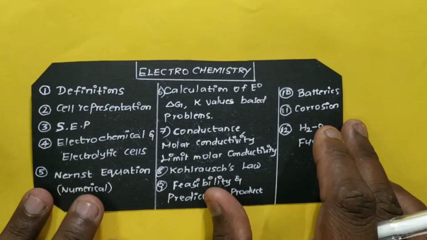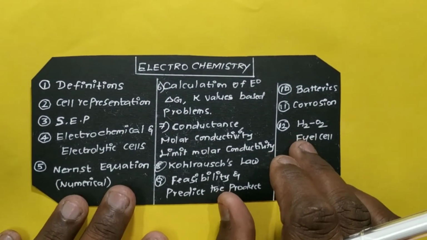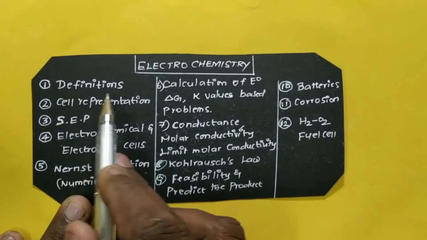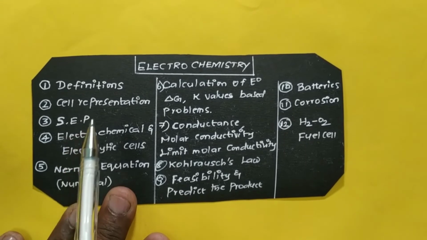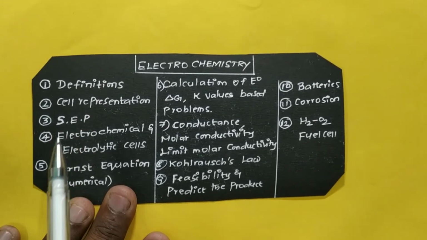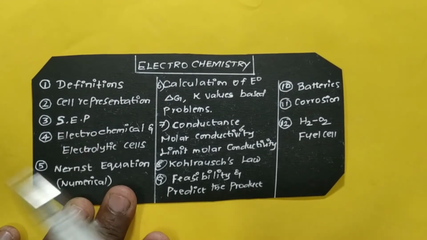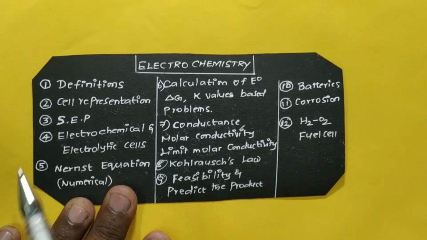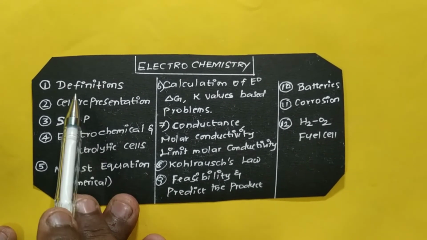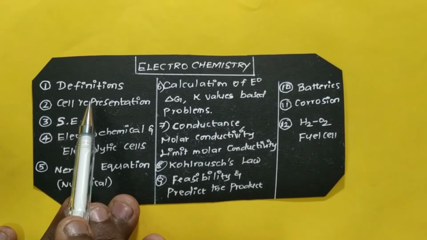And the next one is electrochemistry. It's a very important unit and a simple unit also. Here also we should know the definitions for electrochemical cell, electrolytic cell, what is anode, what is cathode, what is standard electrode potential, what is electrode potential, what is oxidation potential, what is reduction potential. Everything we should know, okay?